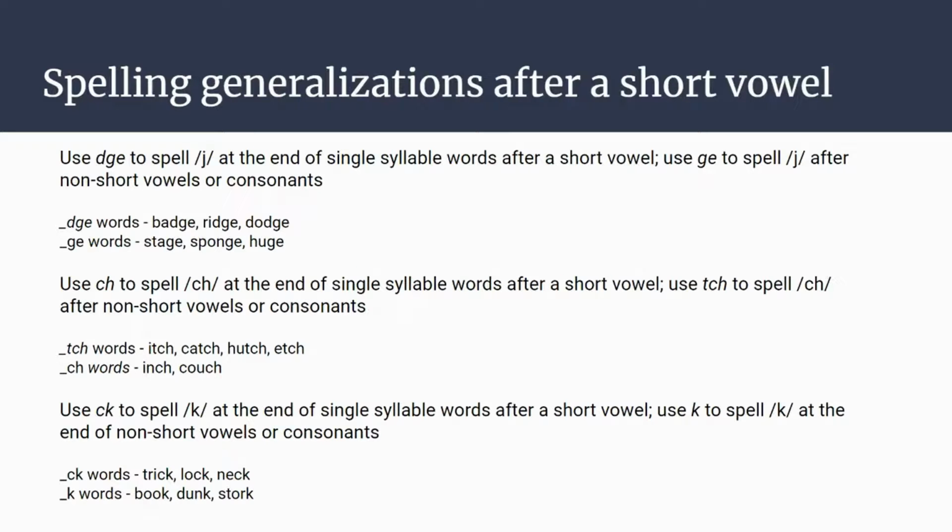Sometimes, additional letters are added to some graphemes or letters in order to protect the short vowel sound in a word. These generalizations include using final DGE to spell the sound J at the end of a word, following a short vowel, as well as using TCH to spell ch, and CK to spell k at the end of a word after a short vowel.